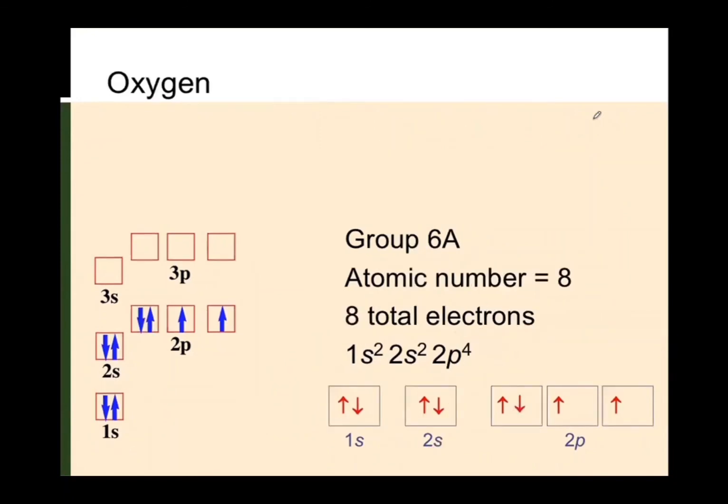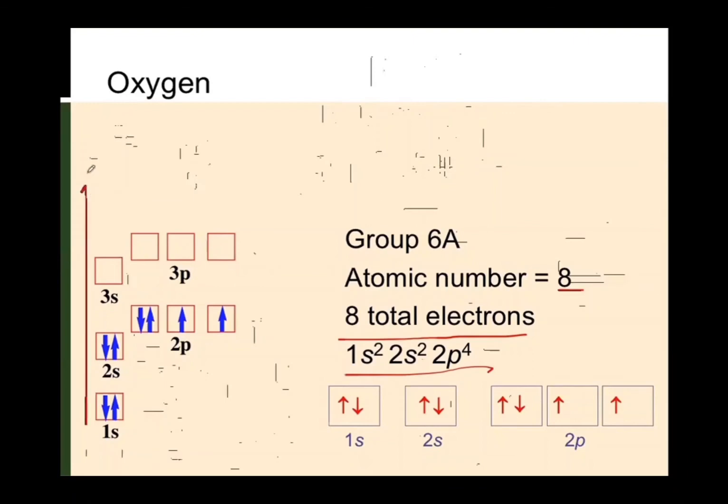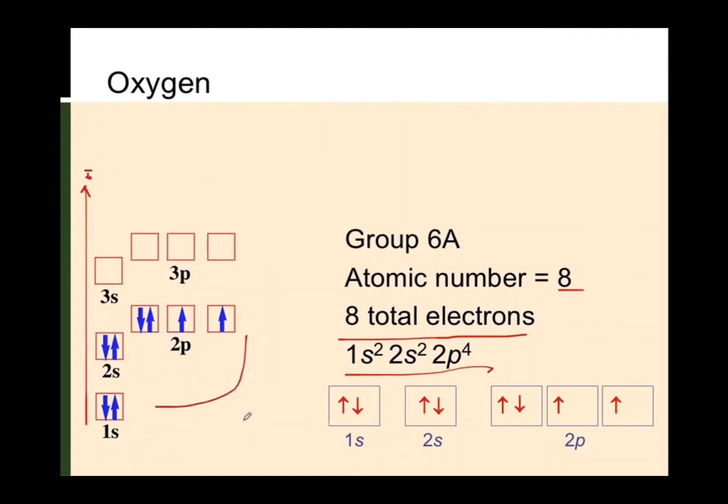Oxygen then is in group 6A. It has atomic number 8. It has 8 total electrons. It has a configuration of 1s2, 2s2, 2p4. Energy is going up here. Again, following the Aufbau principle, we go from lowest to highest energies. This time, however, with 1s2, 2s2 as usual, we have 2p4 now. So in our 3 p orbitals, we have 4 electrons. So we have a pair and we have 2 singles.